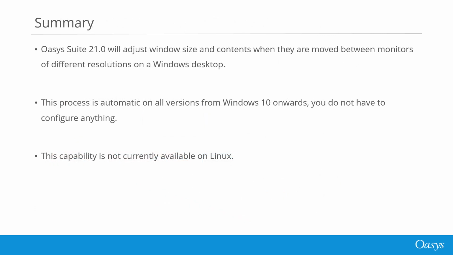In summary, Oasys version 21 will adjust window size and contents when they are moved between monitors of different resolutions on a Windows desktop. This process is automatic on all versions of Windows from Windows 10 onwards. You do not have to configure anything. This capability is not currently available on Linux.